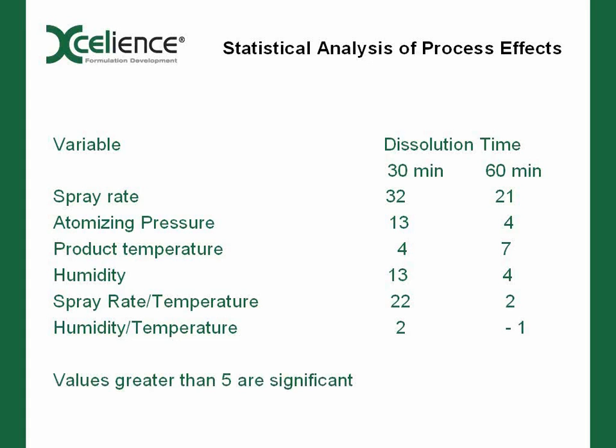And this is a statistical analysis of the different parameters that we looked at. We found one that was significant: the interaction between spray rate and temperature. The interaction between humidity and temperature was not significant. In this particular table, any value that is greater than 5 was considered to be significant.